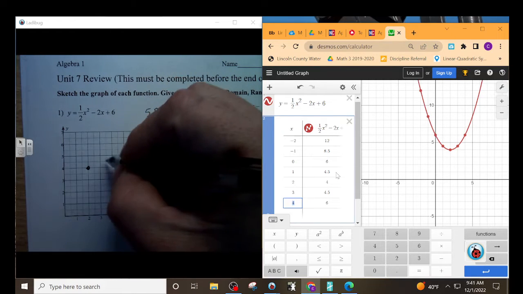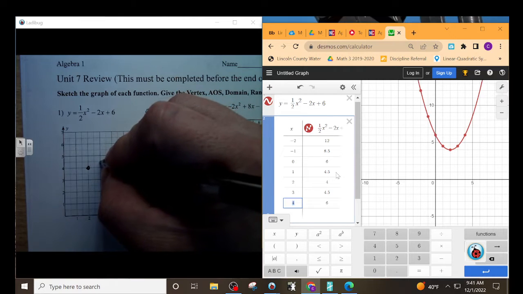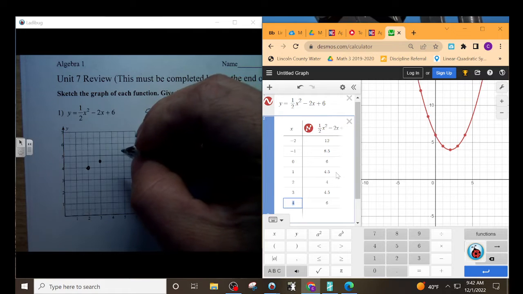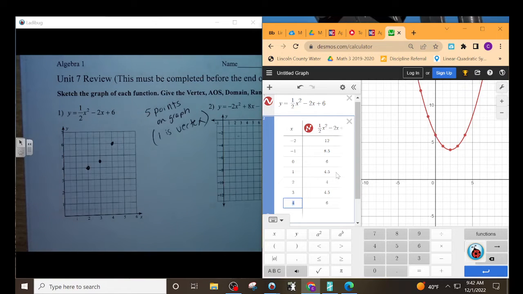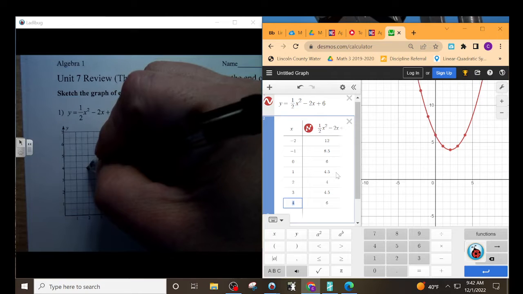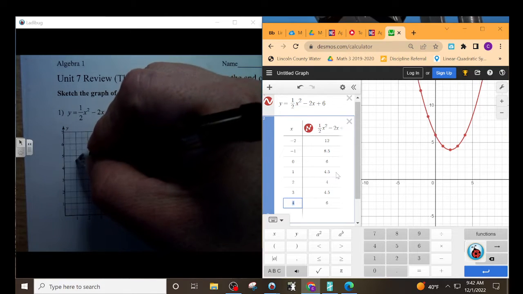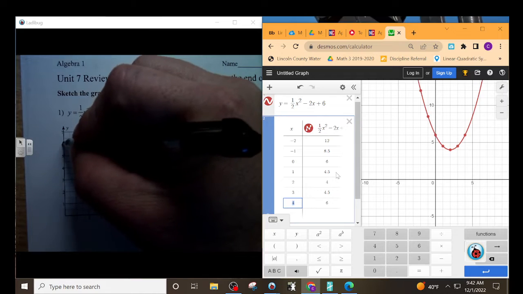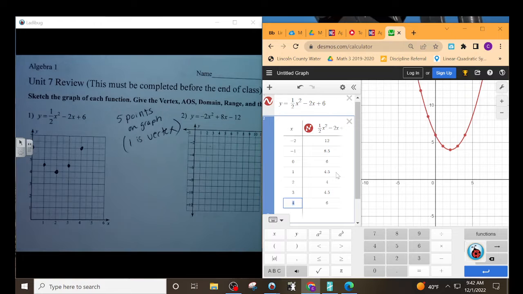All right. Now, when x is 3, it's 4.5. And when x is 4, it is 6. So there's 2 points in the positive direction. Then I'm going to do 2 in the negative direction. So (1, 4.5), and (0, 6). And guys, what you don't realize is you've actually answered 2 problems.